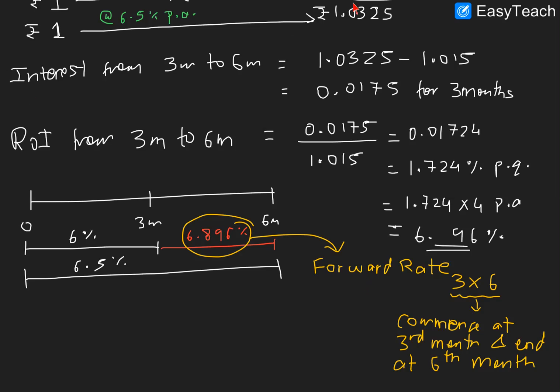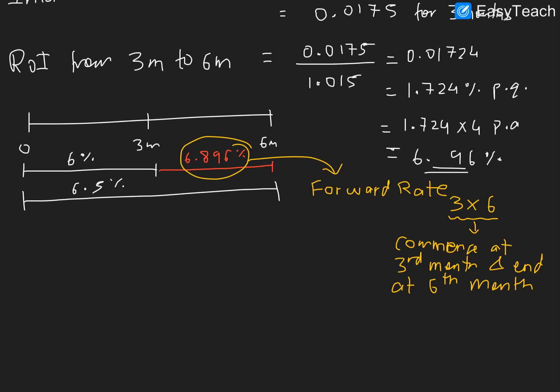And I've just given a long-cut method to calculate this forward rate by detailed calculation of the rate of interest. But apart from that, we do have a shortcut formula for computing this forward rate. Let me just show you how I do it. So basically what we were looking at is the 3-month rate of interest as being 6%, and the 6-month rate of interest being 6.5%.